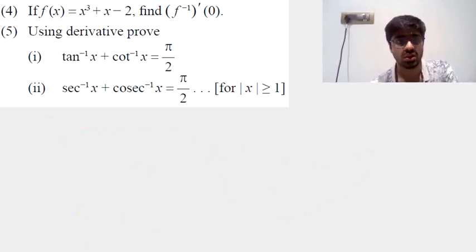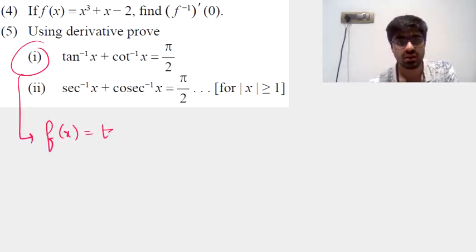Continuing with the fifth question, using derivatives you need to prove that tan inverse x plus cot inverse x will be pi by 2. So in this case you take f of x as tan inverse x plus cot inverse x, and take a derivative of this.